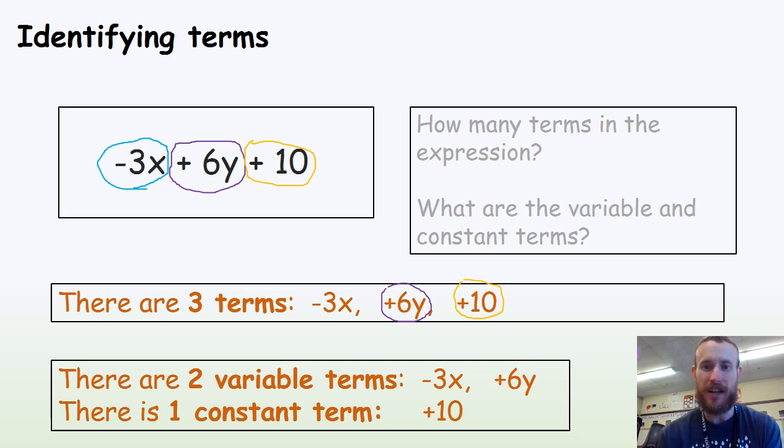The 6y, that could be anything. I mean, if y is 2, again, 2 times 6 is 12. If y is 3, 3 times 6 is 18. So we're not totally sure what the value of that is yet. That's why we call it variable.